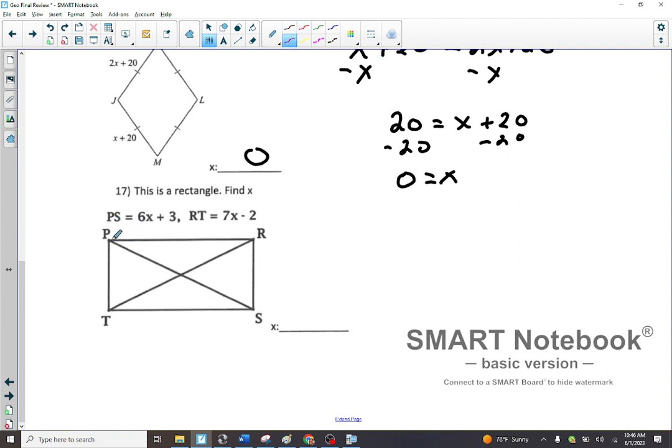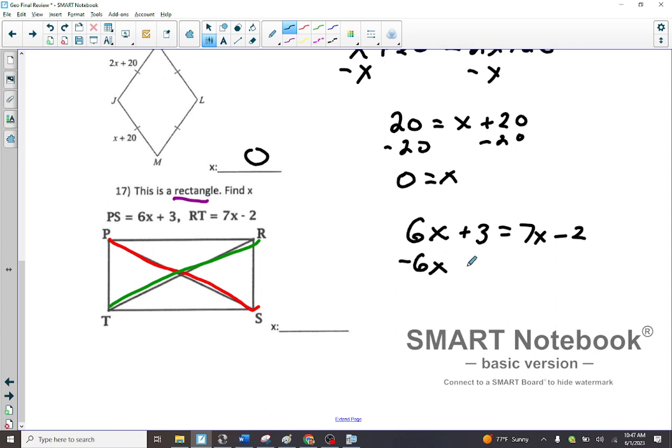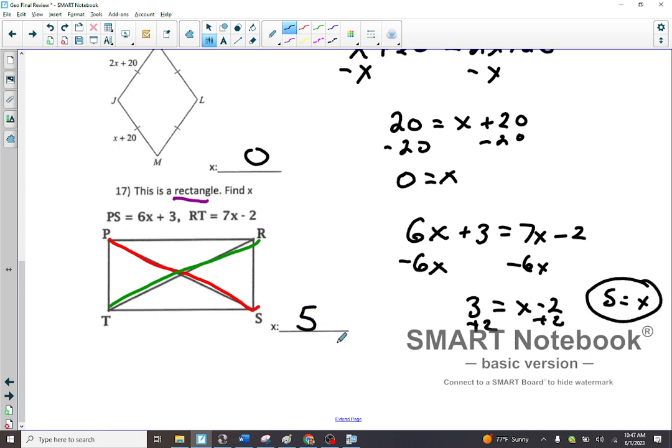So PS is 6x plus 3. RT is 7x minus 2. Because it's a rectangle, and only because it's a rectangle, that means that the whole line over here, PS, should equal the whole line over here, RT. Since they equal each other, you can set them equal to each other. So 6x plus 3 equals 7x minus 2. Subtract the smallest x, in this case 6x. 3 equals x minus 2, plus 2 on both sides. 5 equals x. So this is 5.